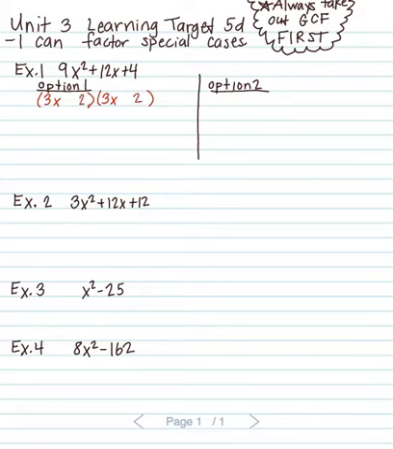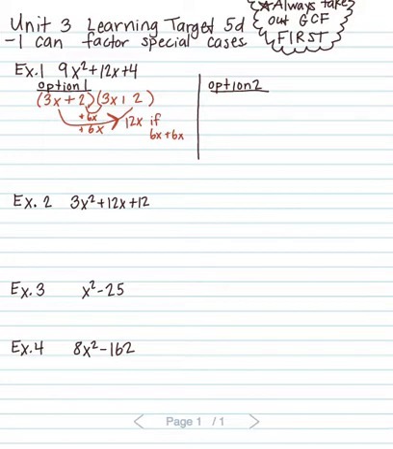So that's my guess. I'm going to check by looking at my outers and my inners. 2 times 3x is 6x. 3x times 2 is also 6x. If I put these together, I can get 12x, since we've got 6x plus 6x. And that also gives me a positive 4 if they're both positive. So we need both of them to be positive to get back that 12x like we wanted. So our first guess was correct.